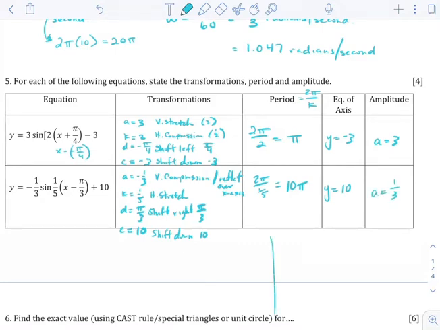Right, so if I want to find my maximum and minimum, well, I know 10 above. So where it's oscillating, it's going up 1 over 3, which is 10 and 1/3, or 10.3. And it's going down from there, which is 9 and 2/3 would be the minimum. Right, up and down amplitude from 10. But that's question 5. Keep rolling along.